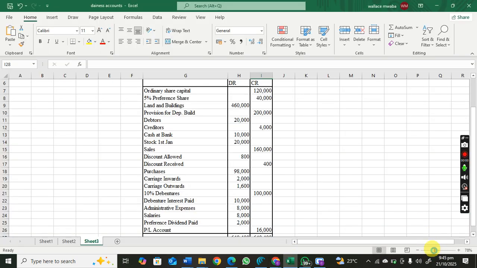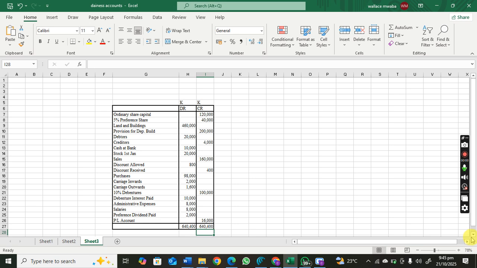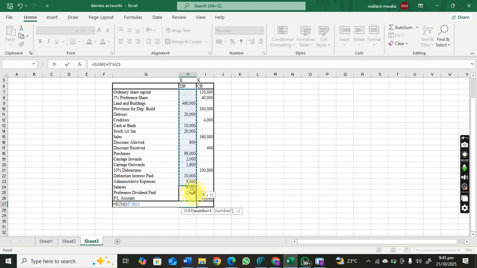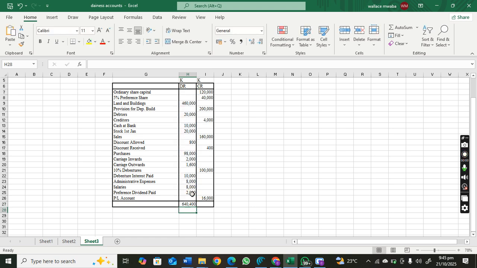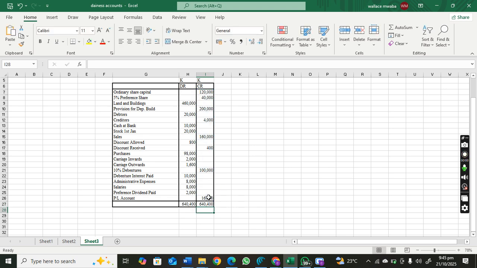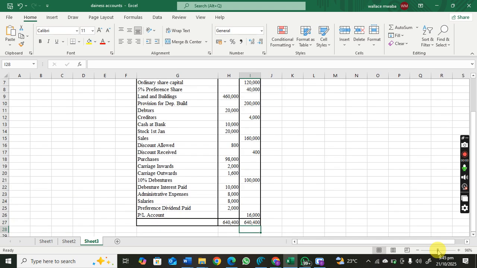Okay, so we just total up the balances. The debit side has to equal the credit side. Okay, debit side 640,400. Credit side 640,400.